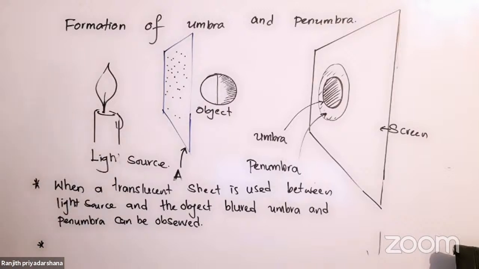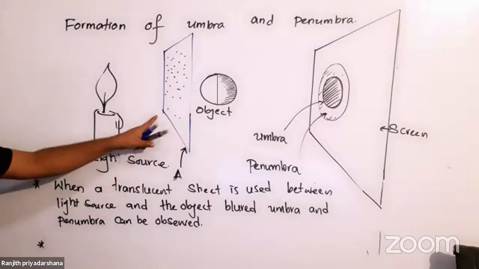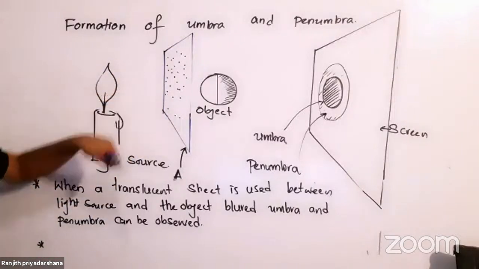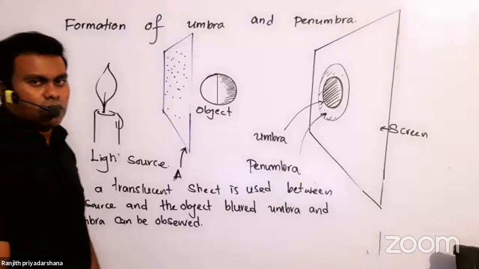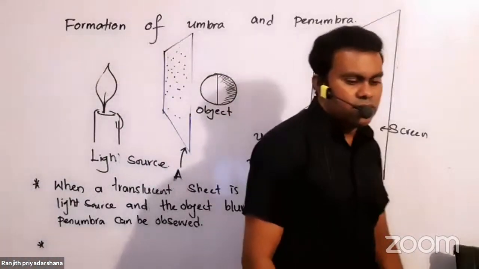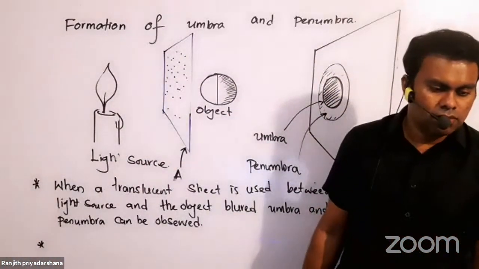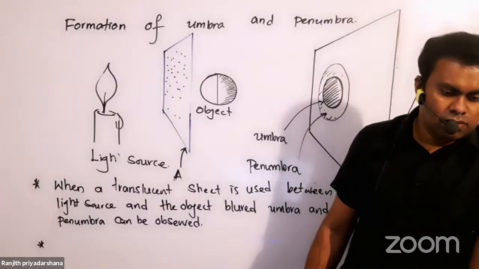Next, we use an opaque sheet here, like cardboard, asbestos. When we use cardboard, we cannot see umbra and penumbra. Both umbra and penumbra cannot be seen. Yes, opaque object.